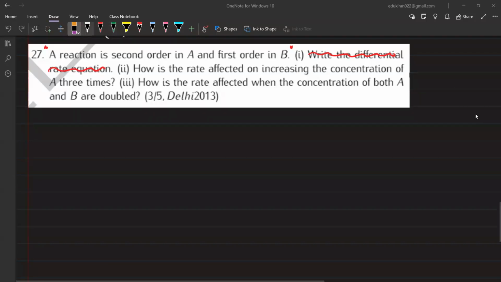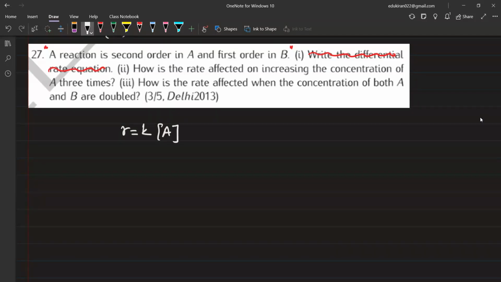Guys, keep your mic on. Talking with the space bar, only half the voice comes through, the other half gets cut off. See here, guys. Reaction is second order in A and first order in B. That means R is equal to K, concentration of A to the power 2, and B to the power.